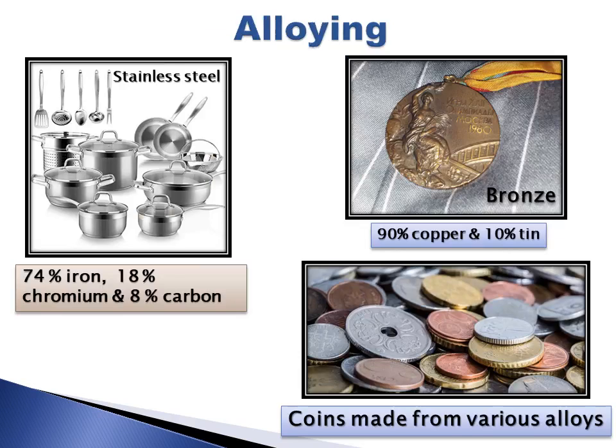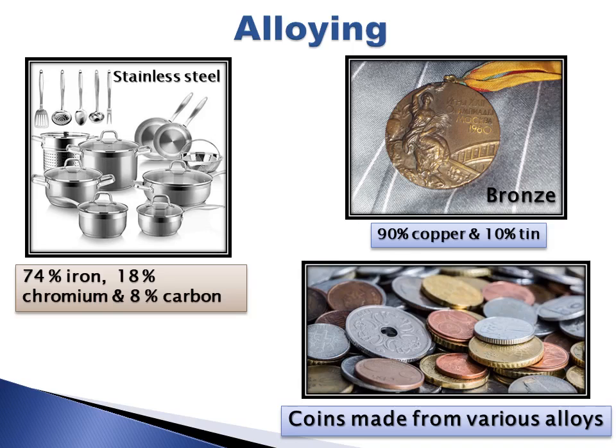Alloying. First let us see what is an alloy. The homogeneous mixture formed by mixing a metal with other metals or non-metals in certain proportion is called an alloy. The majority of the metallic substances used presently are in the form of alloys. The main intention behind this is to decrease the intensity of corrosion of metals. For example, bronze is an alloy formed from 90% copper and 10% tin. Bronze statues do not get affected by sun and rain.